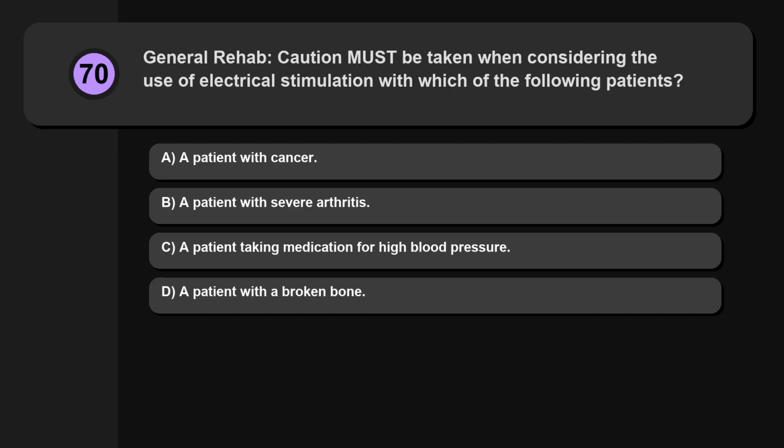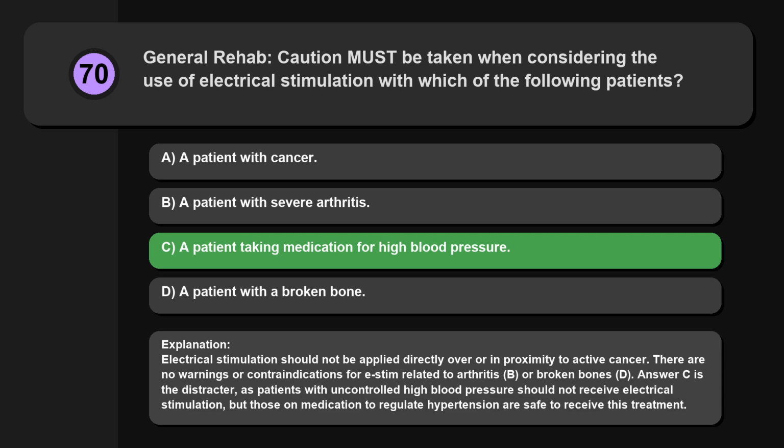Question 70. General rehab. Caution must be taken when considering the use of electrical stimulation with which of the following patients? Option A, a patient with cancer. Option B, a patient with severe arthritis. Option C, a patient taking medication for high blood pressure. Option D, a patient with a broken bone. The correct answer is option C, a patient taking medication for high blood pressure.